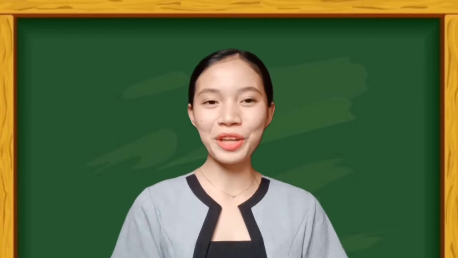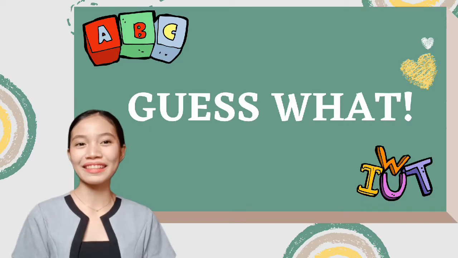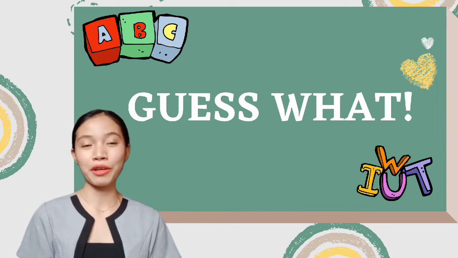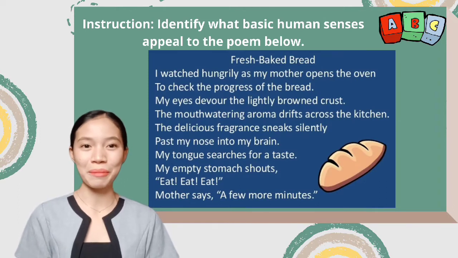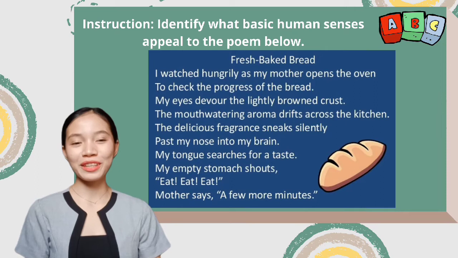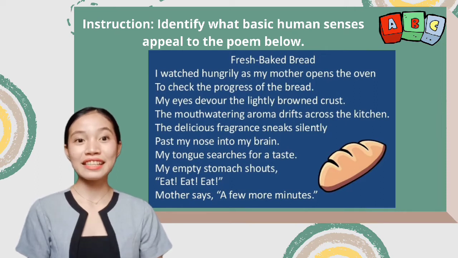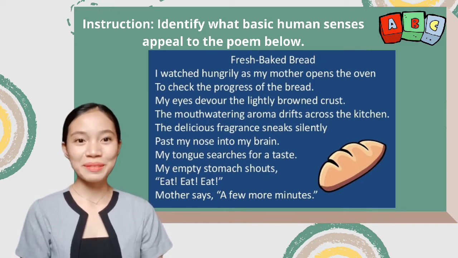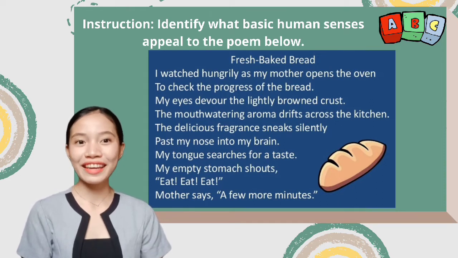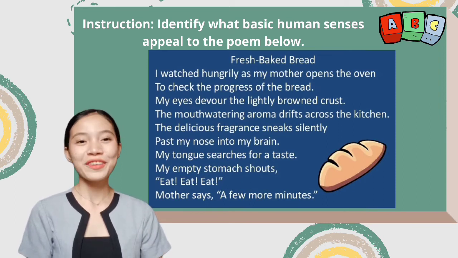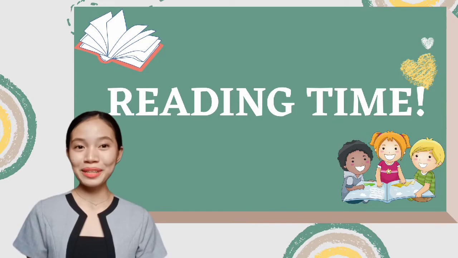Now let's bring it on to another level, and we call it Guess What? Now I want you to identify what basic human senses appeal to the poem below. So this poem is entitled Fresh Baked Bread, and let's see if you can spot them. Now who would like to give it a try? Yes, Mr. Khalil? Sense of sight, correct. Another one we have sense of smell. Third one we have, yes, Miss Kyra, sense of taste. And for the last one we have, yes, Florence, sense of hearing. You are all correct. Now it's reading time.